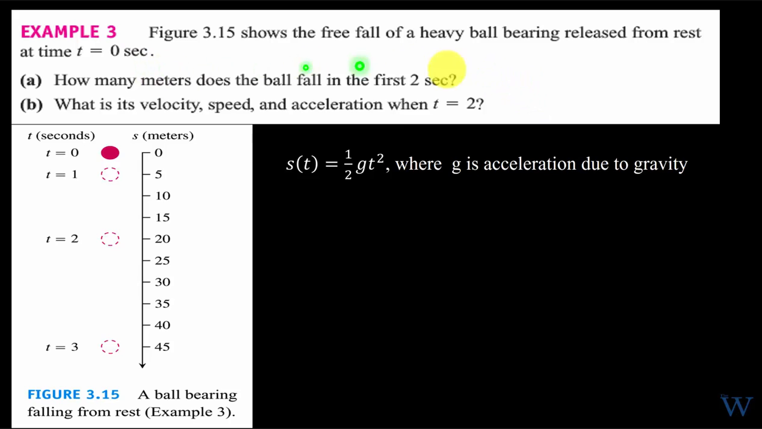Okay, so how do we answer letter A? Well, we use this position function s of t equal to 1/2 gt squared, where g is the acceleration due to gravity, and since this is in meters, that means the g would be 9.8 meters per second squared, and take half of that. So what do we have?